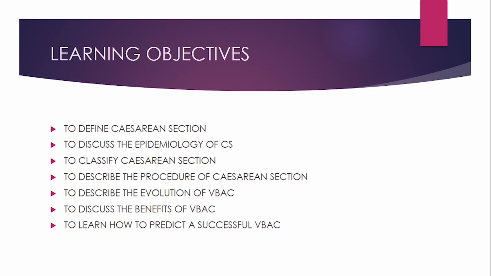Now, I'll take you through our learning objectives. We're going to define cesarean section. We'll discuss the epidemiology of cesarean section. We're going to classify cesarean section. We are going to describe the procedure of cesarean section, then the evolution of vaginal birth after cesarean section, the benefits of vaginal birth after cesarean section, and you will learn how to predict a successful vaginal birth after cesarean section. After now, cesarean section may be referred to as CS, while vaginal birth after cesarean section will be referred to as VBAC.